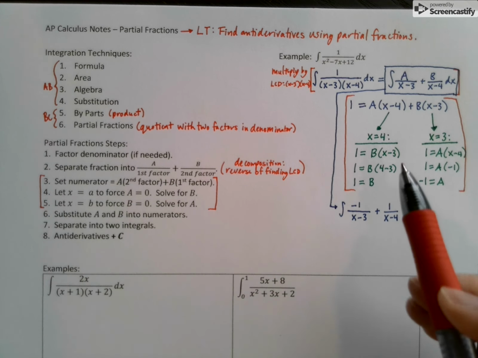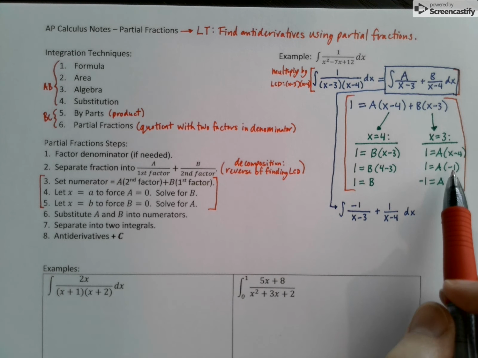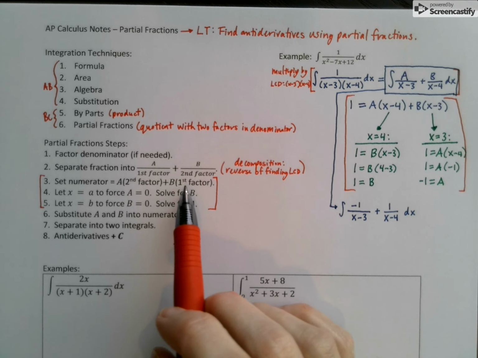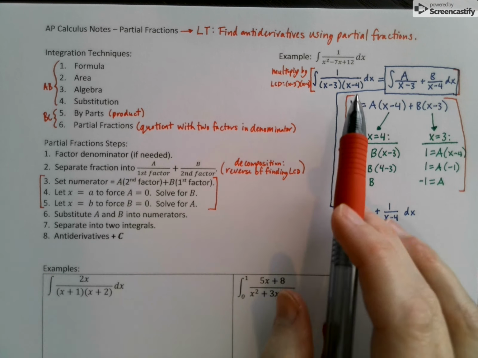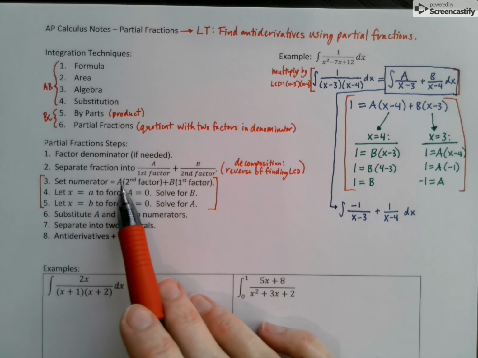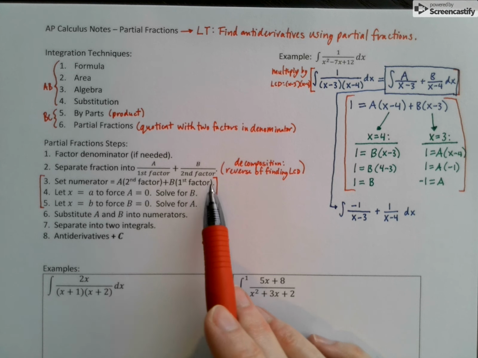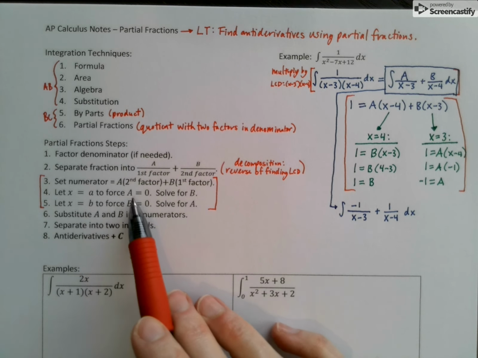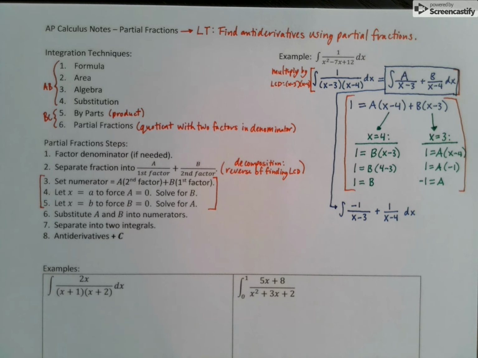So that process of finding a and b that we just finished is basically side work, and it's summarized here in your 3rd through 5th steps. We set our numerator of 1 equal to a times our second factor plus b times our first factor, and then we picked our x values to force those unknown values to be 0 to solve for the other.